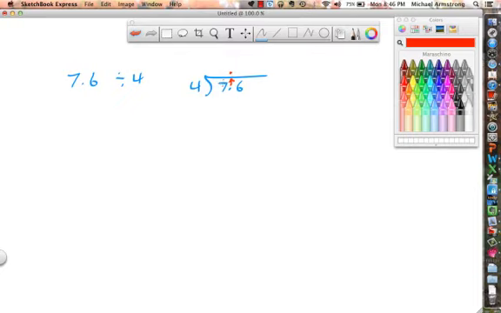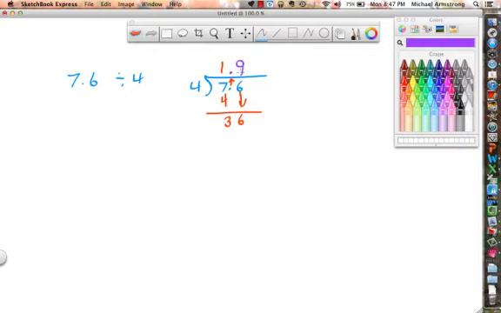Because 4 goes into 7 one time. Okay, 1 times 4 is 4, and 7 take away 4 is 3. Bring down the 6. Okay, and now 4 goes into 36 9 times. It's not really 36, it's really 3.6. 4 goes into 3.6 less than one time, because 3.6 is less than 4. And 0.9 is how many times it goes in.